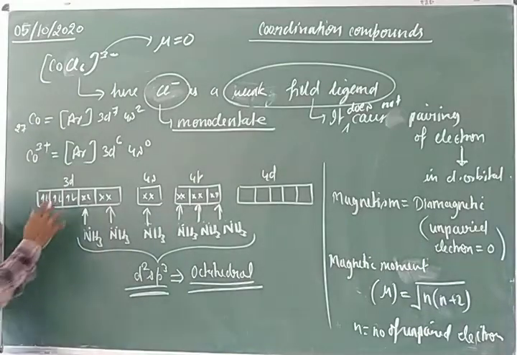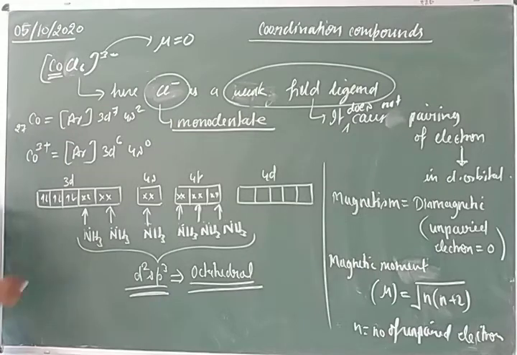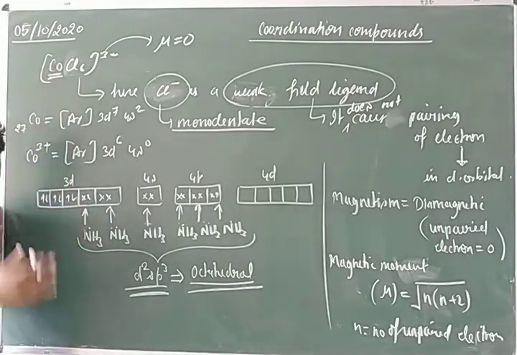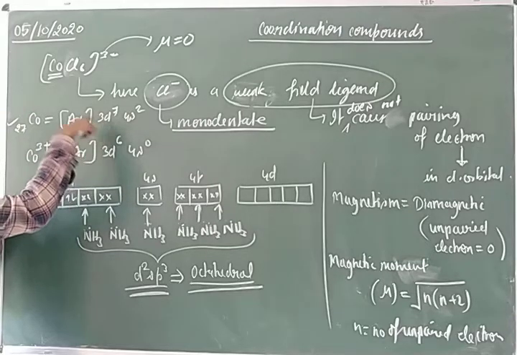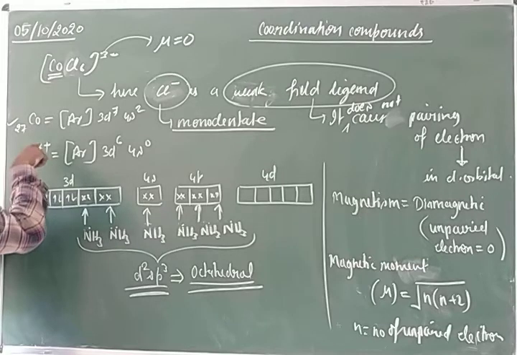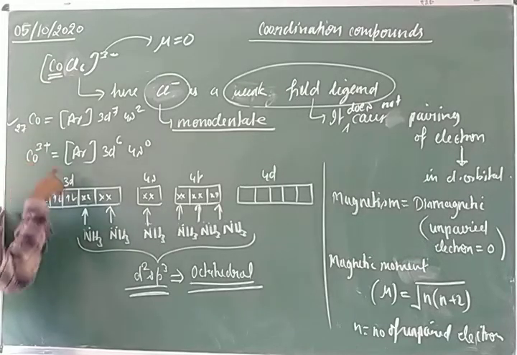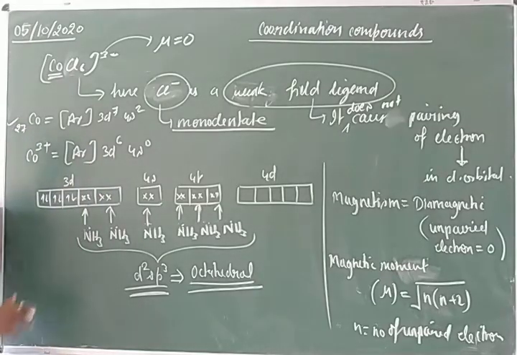So students, here you can see the cobalt carries a +3 positive charge. If you find the oxidation number of cobalt, you will get +3. For the electronic configuration, the cobalt neutral state is this, and for the +3 oxidation state the electronic configuration will be this. So what happened in this case?